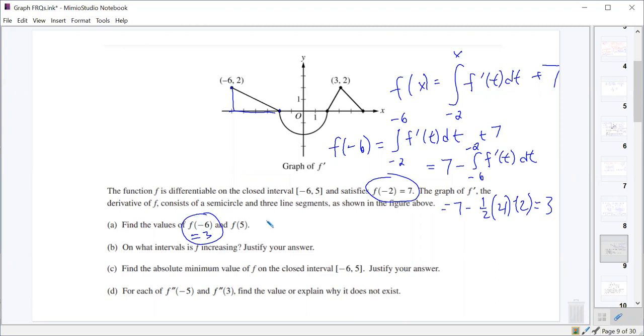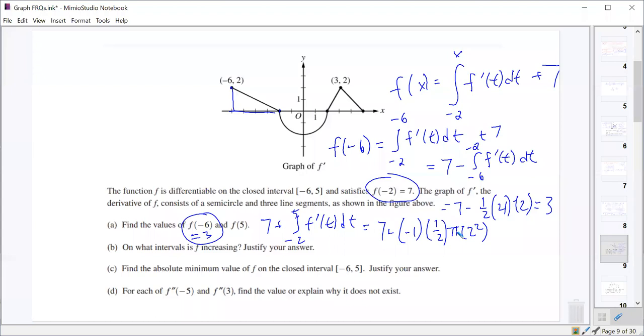What about f of 5? F of 5 just means we want 7 plus the integral from -2 to 5 of f prime. So that's going to be 7 plus, and let's see here, from -2 to 2, it's a semicircle that is below the x-axis, so that's going to be negative, so I'll put the negative there. And then that semicircle's area is 1/2 pi times the radius of 2 squared.